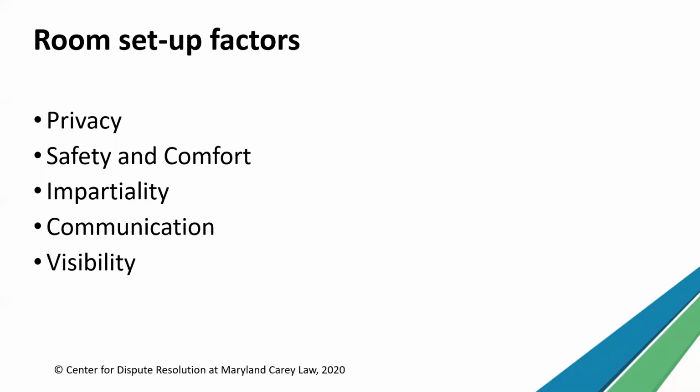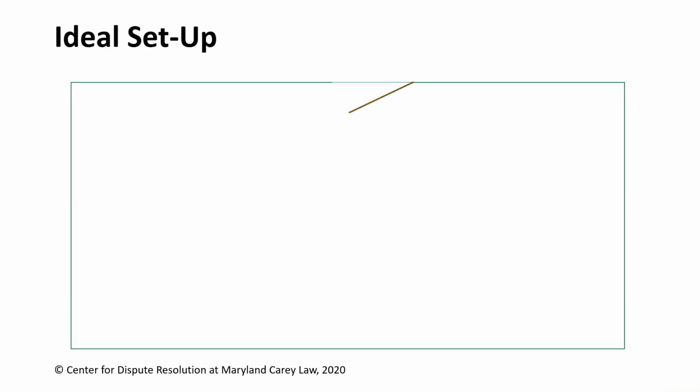I'll explain the ideal room setup based on those 5 room setup factors. This room will have 2 mediators, M1 and M2, 2 participants, P1 and P2, 2 whiteboards, and a table. This ideal setup includes a plain room without distractions.